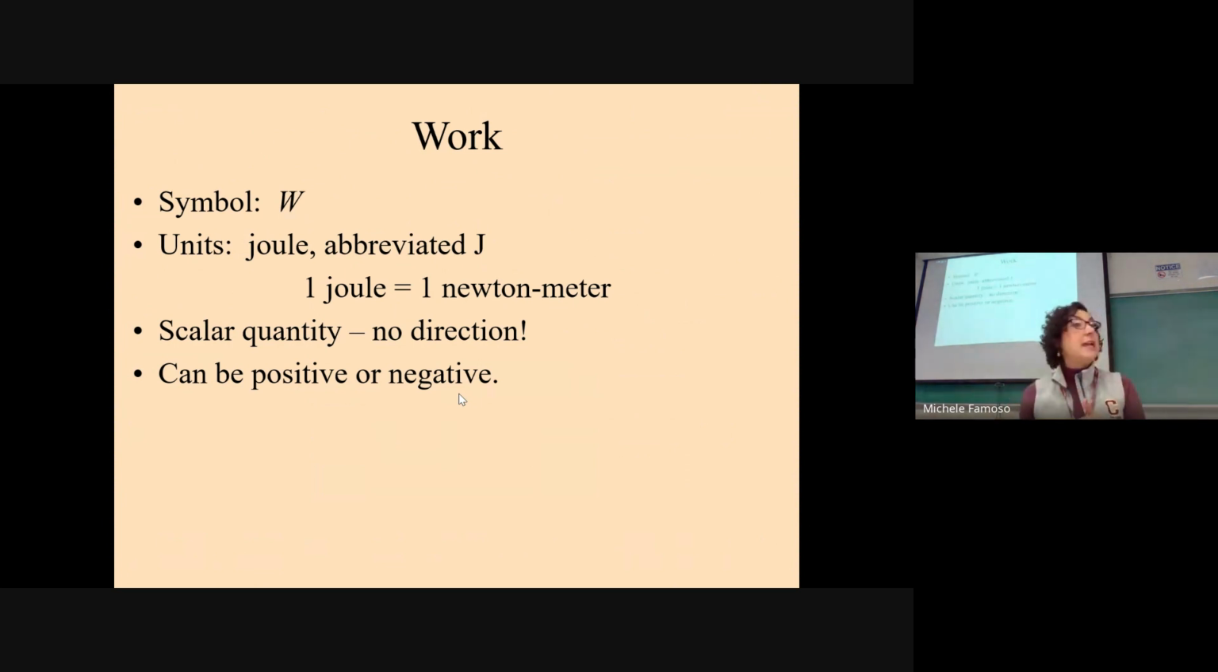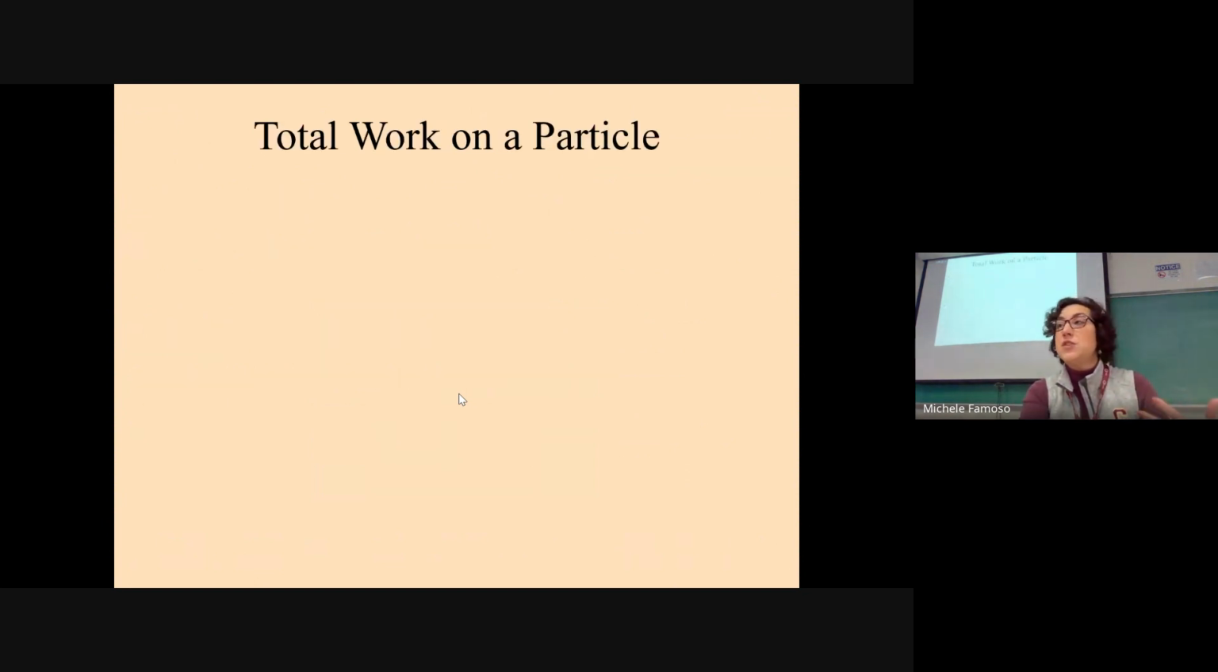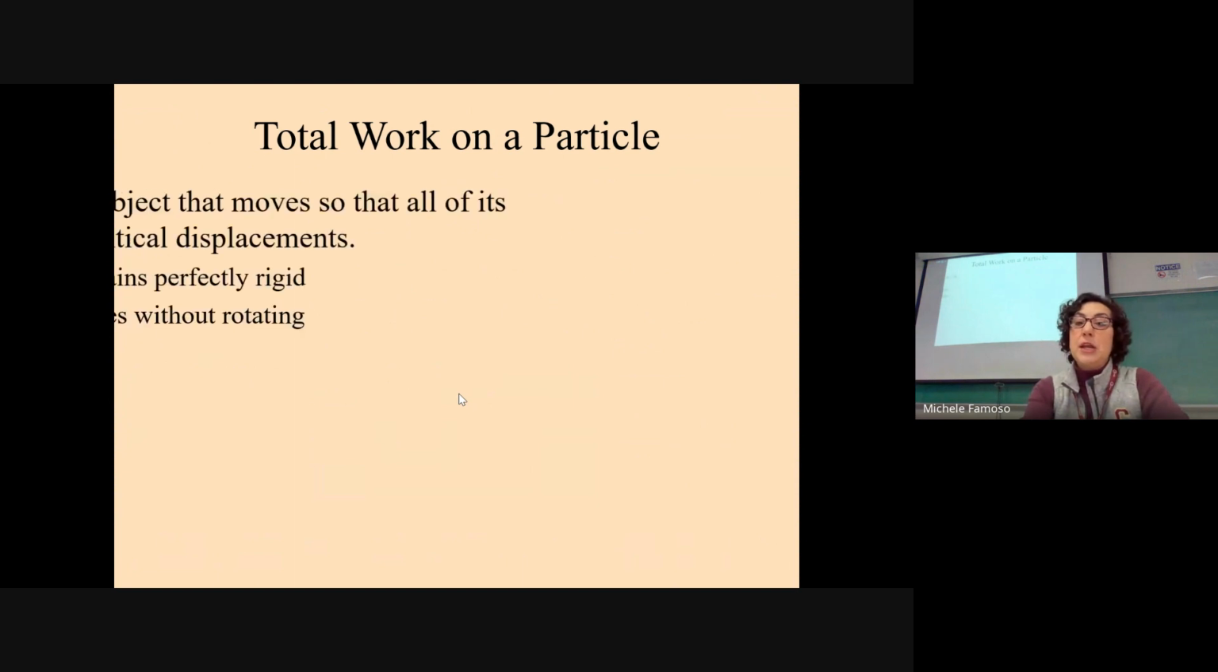If you get a negative amount of work, it's telling you that work is decreasing the energy of the object that the work was done on. Okay, so it's really talking about a change in energy. And that brings us to the work energy theorem, which we'll get to in a minute.